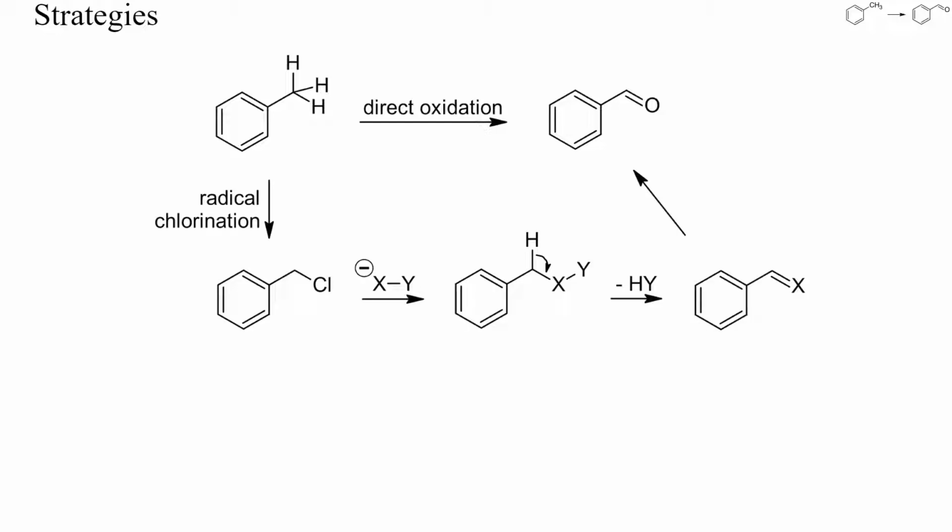Alternatively, methyl arenes can often be halogenated selectively at the benzylic position by radical chain halogenation. These reactions usually require some radical starter or UV light. 2- or 3-fold halogenation are common side reactions. The resulting benzyl halides can be oxidized to aldehydes with a number of reagents under milder conditions and often with higher selectivity than that achievable by direct oxidations.